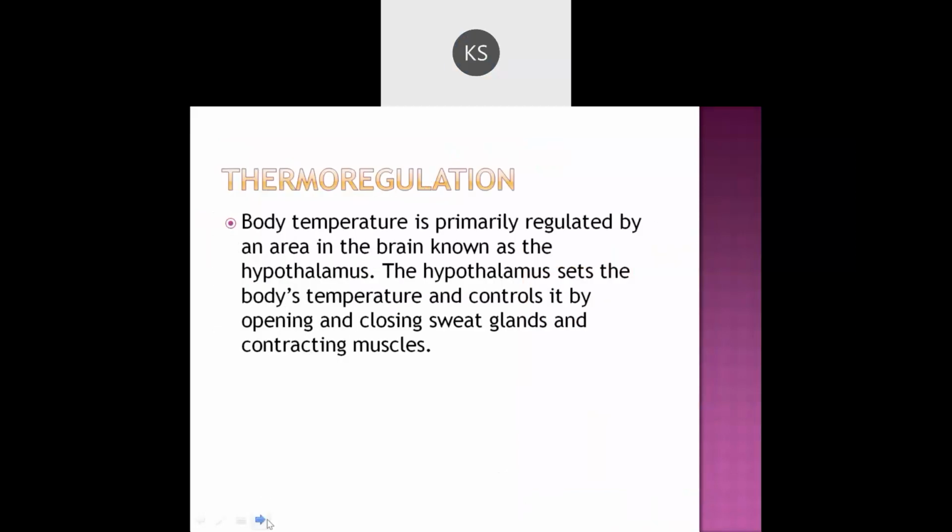Next is thermoregulation. In thermoregulation, what will you find? Hypothalamus. You have this one in the endocrine gland. So the hypothalamus helps in what? It helps us in regulating the body temperature, means it helps us in maintaining the body temperature. And it also helps in closing as well as opening the sweat glands in your skin. No? And also it helps in contracting your muscles. That is thermoregulation. I hope it's clear.